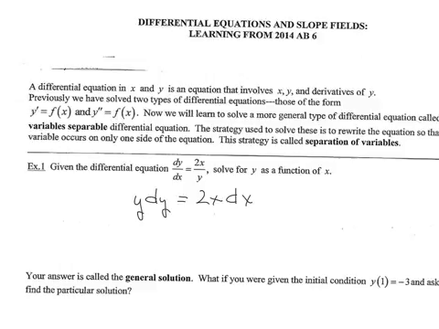Yes, sir? What would happen if you had a constant? You would still integrate it. You mean like 2 over y? Yes. Or no, like if you had 2x minus 1 over y, would you just take the negative? You'd do the same thing. You'd multiply 2x minus 1 times dx.